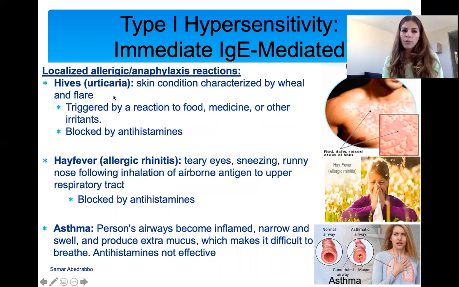So with hives, the reaction is limited to some skin area like your hand or your chest. With hay fever, it's limited to the upper respiratory tract. That's why these are both localized. And then asthma is when a person's airways become inflamed and narrow and swelled, and they produce a lot of mucus because the mucus is trying to protect you, but then the mucus makes it very hard to breathe. With asthma, antihistamines are not effective. So we see antihistamines help here during these inflammatory reactions, but with asthma, you need something that will dilate your airways. So these are 3 localized type 1 hypersensitivities.